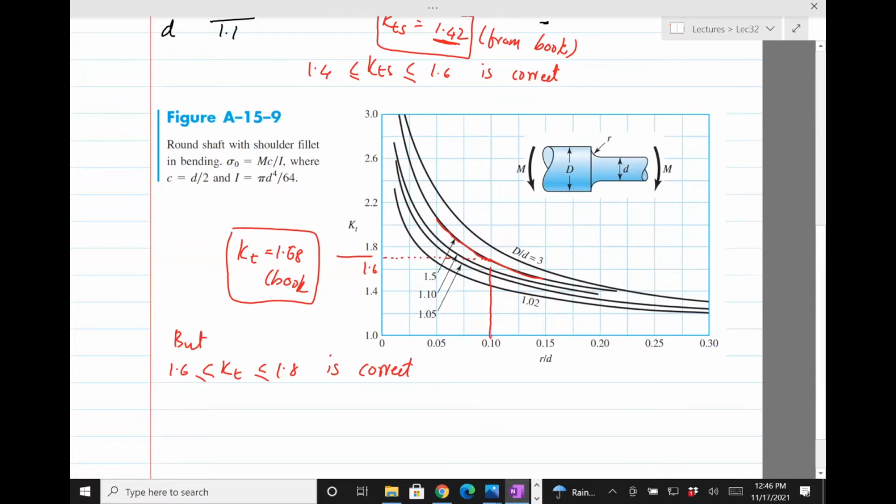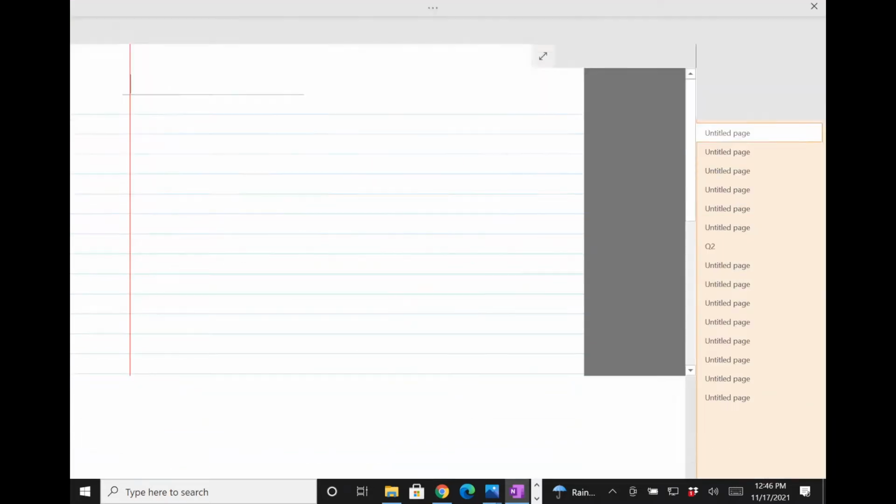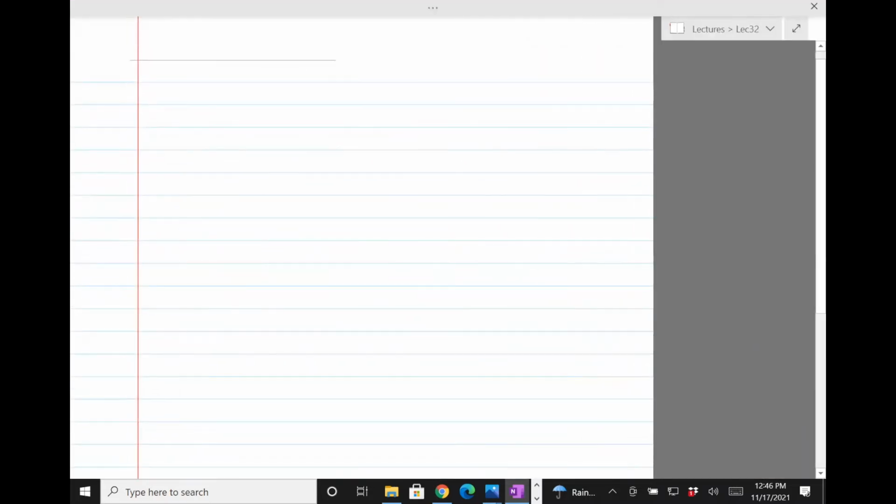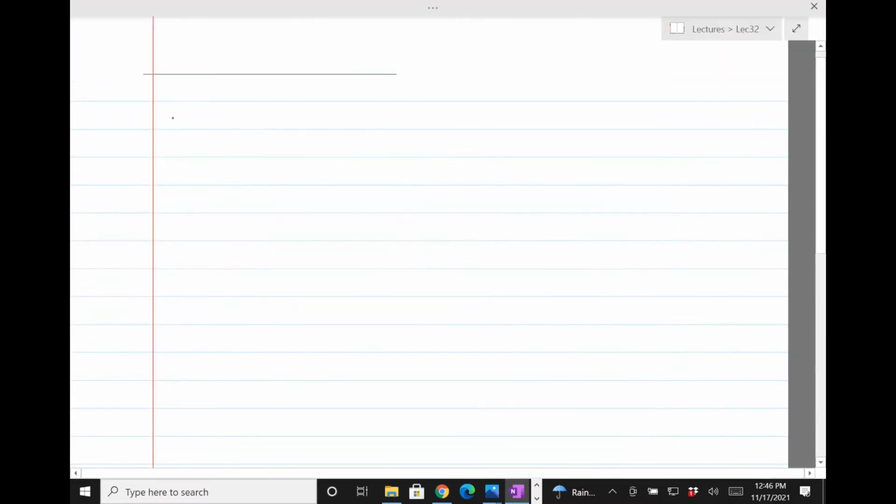Okay, so that gives us KT and KTS. We still need to find KFS and KF. For that, we need to go back to our formula sheet and figure it out. So we need to find the notch sensitivity, which is q. And once we get q, we get Kf. There are different formulas for different types of loads.